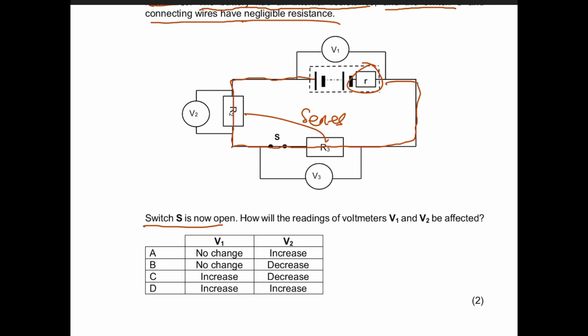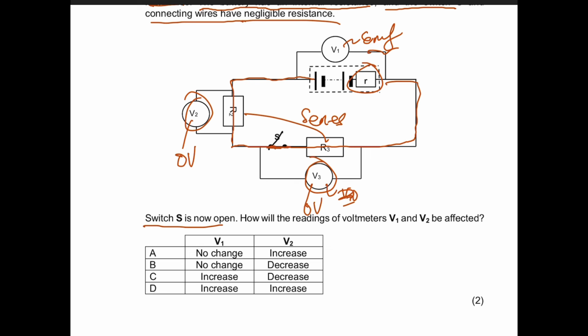It says when switch S is open. Let's look at when the switch S is open. When the switch S is open, there will be no current at all in the circuit, right? And then these two voltmeters will read 0 volts. When the switch is open, this one will read what? The EMF, right? No current at all when the switch is open. The V1 will read the EMF, and this one is going to be 0, right?